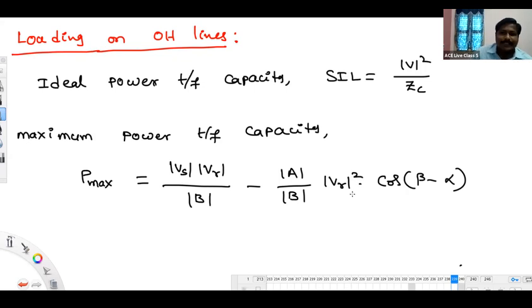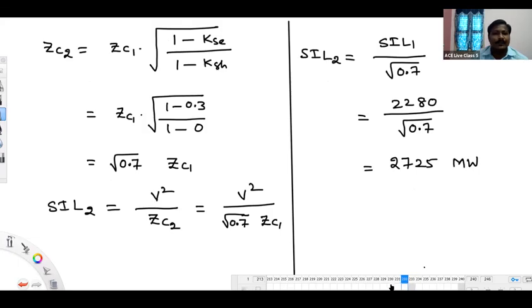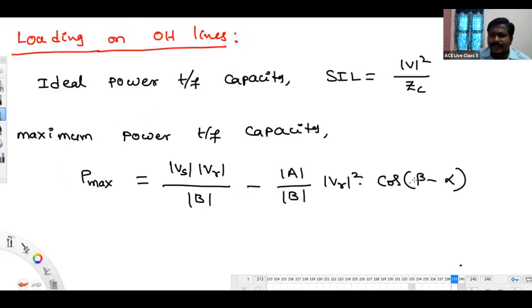Please listen. There is a notation problem here. We have discussed beta at some places: omega root LC, cos beta L, sin beta L. That beta is a phase constant. But now in the power equation, we are getting this beta. What is this beta? This is the angle of parameter B. What is alpha? Angle of parameter A. There's a notation problem. Kindly observe it.